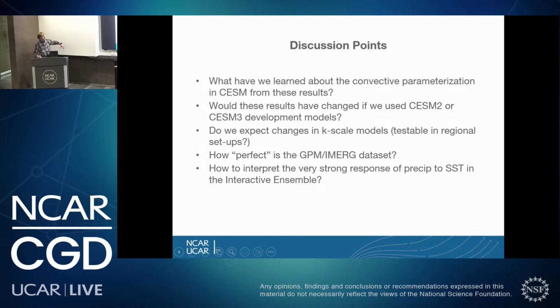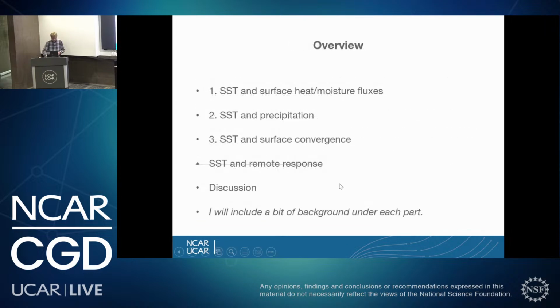These are the kind of discussion points I want to come back to. What have we learned about convective parameterizations? Would these results change in later versions of CSM? Do you expect changes in very high resolution models? How good is the IMERG data set, this satellite data set, that's actually a merged data set, and other questions? So I'll structure the talk like this.